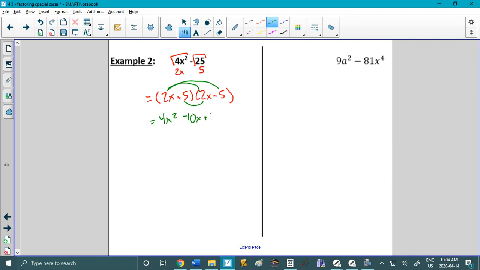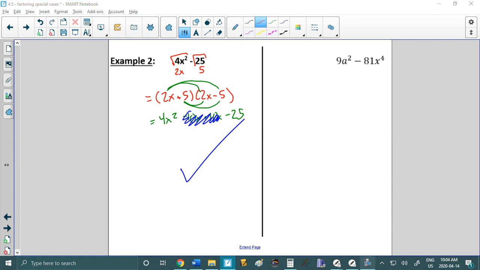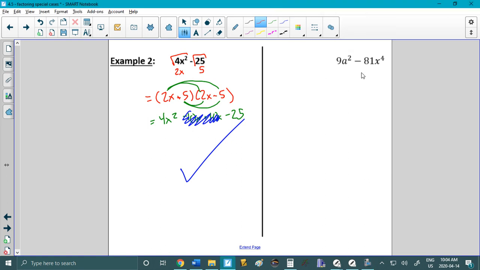Uh-oh, I don't want any x's, but now I've got x's in the middle. I've got minus 10x and I've got plus 10x. But hopefully you figured out almost immediately that these cancel out, and we're left with 4x squared minus 25. So that's correct. All right, this next one, I'm going to caution you because the first step in factoring always is to common factor. So please common factor this and then try.